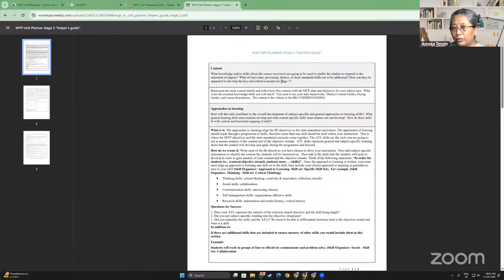Okay, so this particular template has only the action part of the unit planner, and it is annotated in the sense that explanation is given over here to what you are going to add in the planner. Okay, you can read this, and from this instruction you can add the content of that particular part of the action.